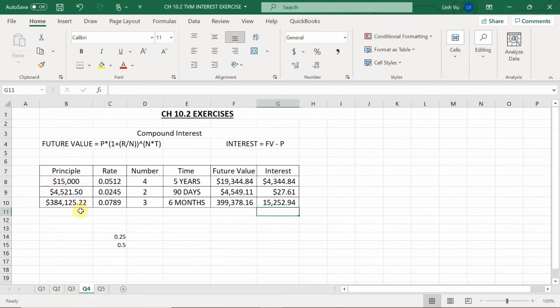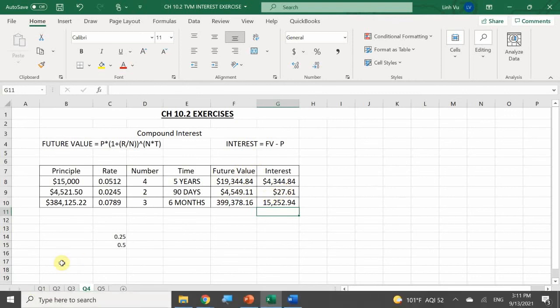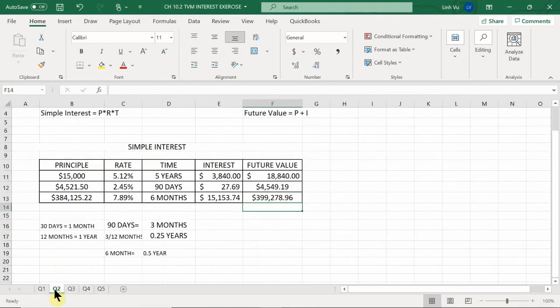Whereas if you're simply looking at something small like this, 4,521.50, where I compounded twice a year for 30 months. For 3 months, I've only collected $27.61 of interest. Compared to my simple interest, I actually got $27.69. So I got a higher amount of interest here. Depending whether you're having a bank bond or whether you are owing money, it could be good or bad.